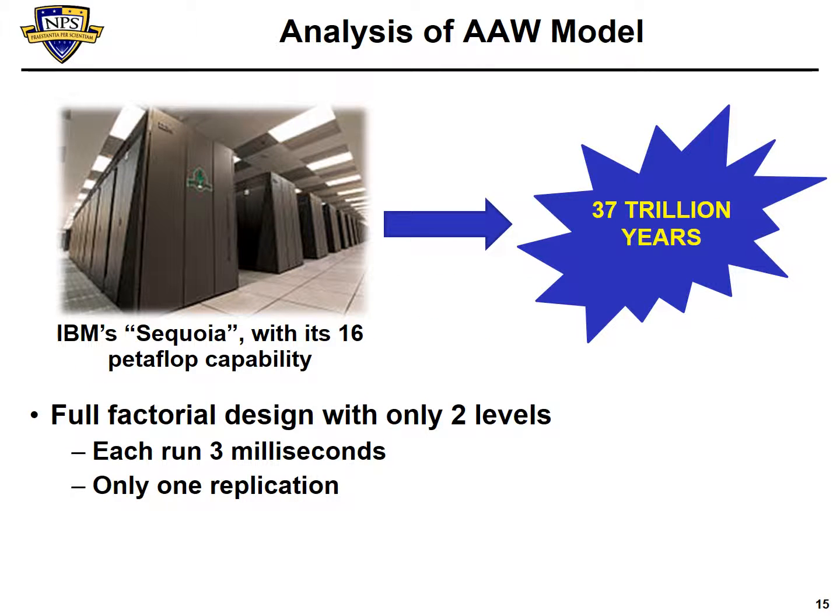If we imagine each factor has only two levels, low and high, which is impossible for 91 continuous factors, and decide to look at all the combinations of the AAW analysis model's factors with a full factorial design, even with only one replication of each design point, the total simulation run would take 37 trillion years with the supercomputer of IBM.